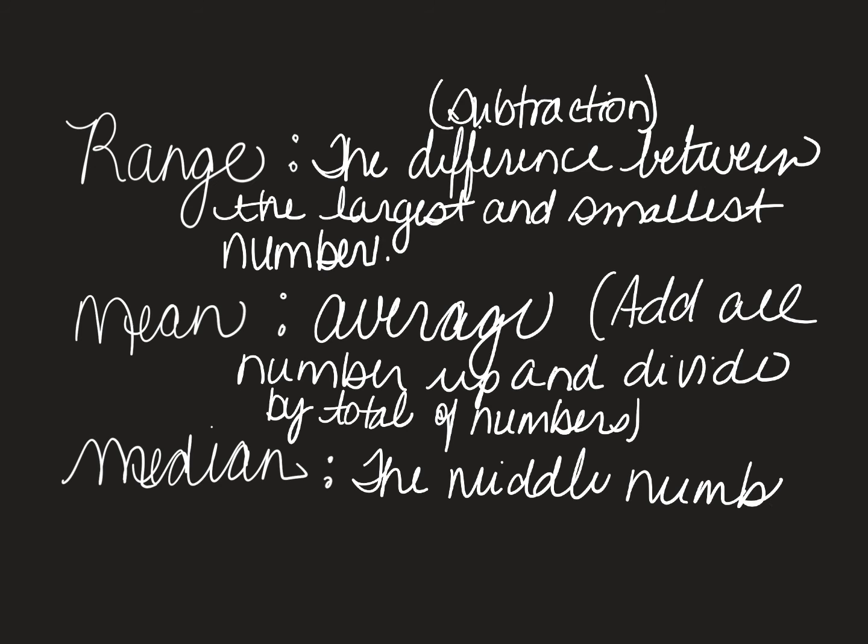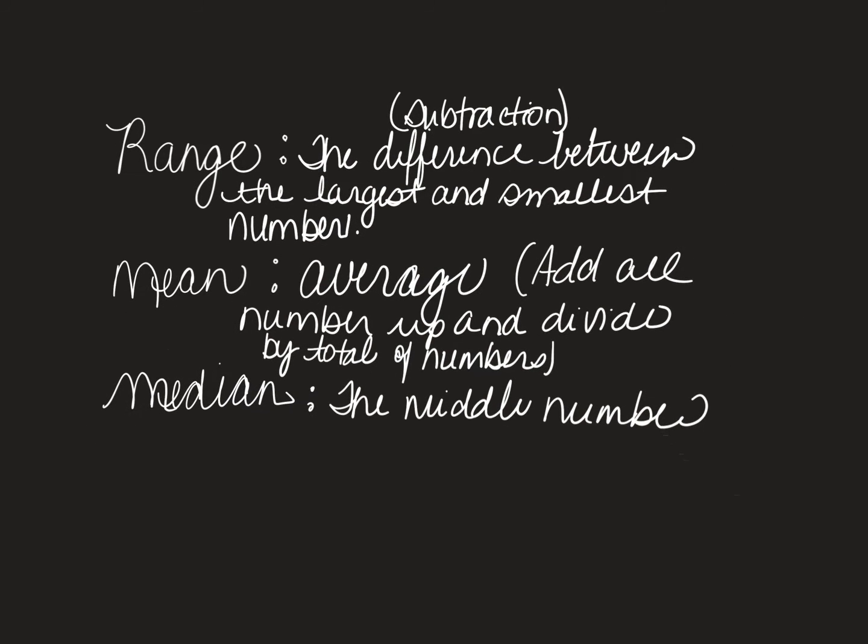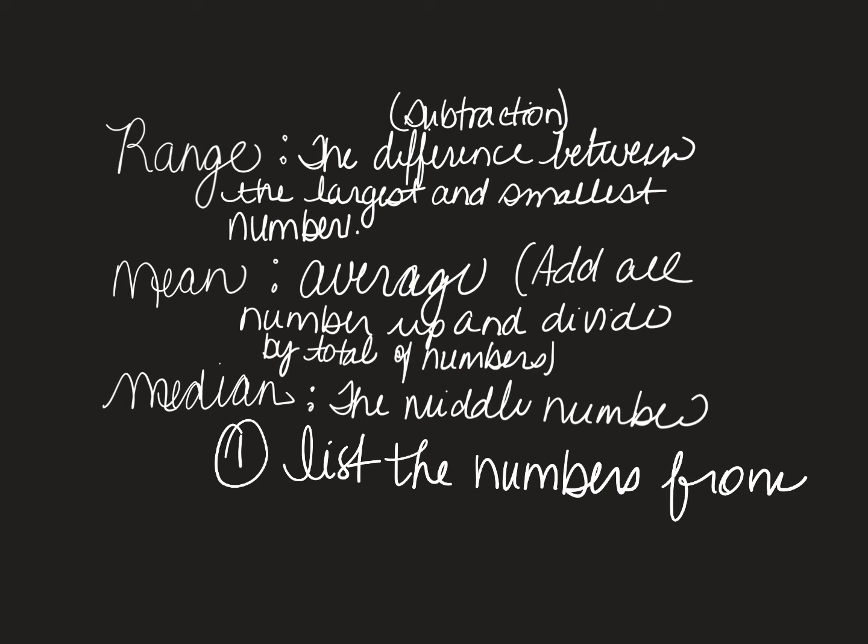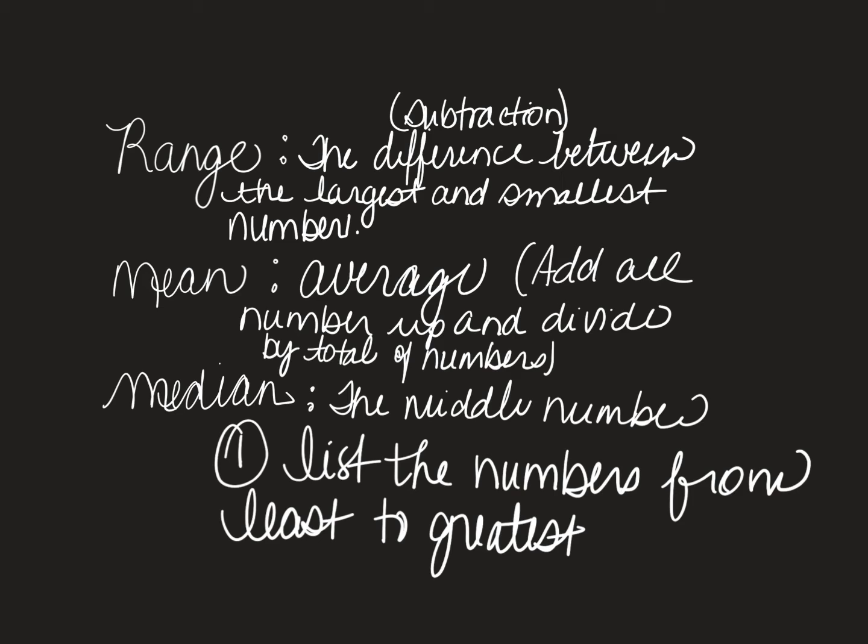When you are finding the range, mean, and median, the very first thing you want to do is to list the numbers from least to greatest. Before you do any of the three, you want to list the numbers from least to greatest. Now, let me give you some examples.